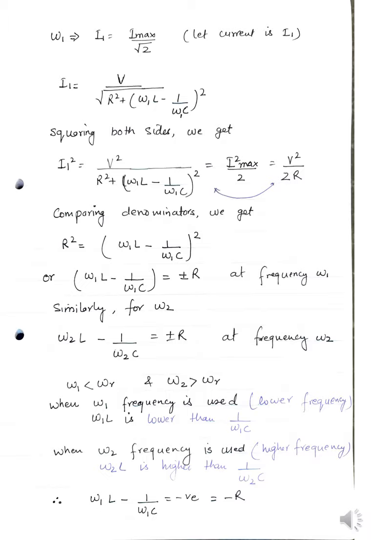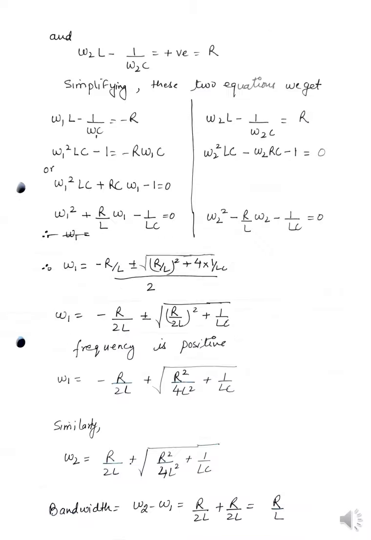So we can say that omega 1L minus 1 upon omega 1C is equal to negative, equal to minus R. When omega 2 frequency is used, omega 2L is higher than 1 upon omega 2C, so this will be positive. So we can say omega 2L minus 1 divided by omega 2C is equal to R.